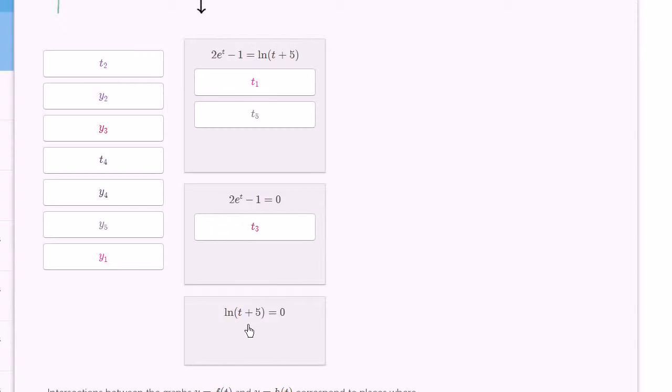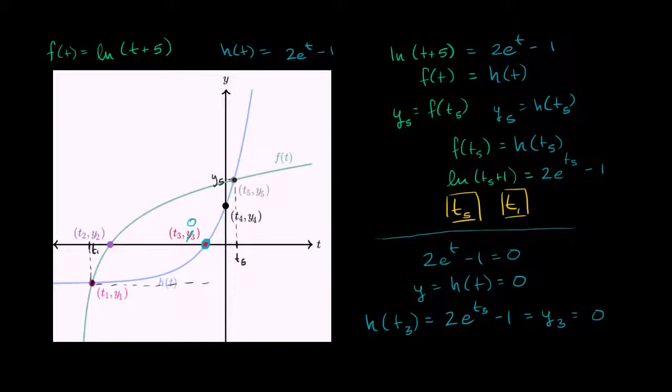And then the last bucket, we're doing the same thing now for f of t. So f of t is the natural log of t plus 5. When does that intersect the t-axis? So this is f of t right over here. We clearly see right at this point, f of t sub 2 is equal to the natural log of t sub 2 plus 5, which is equal to y sub 2, which is equal to 0.